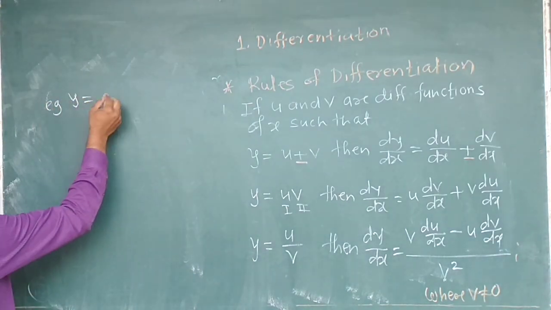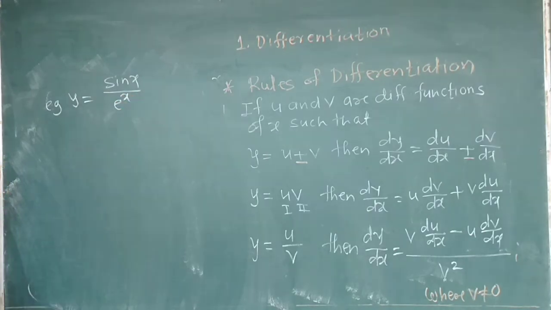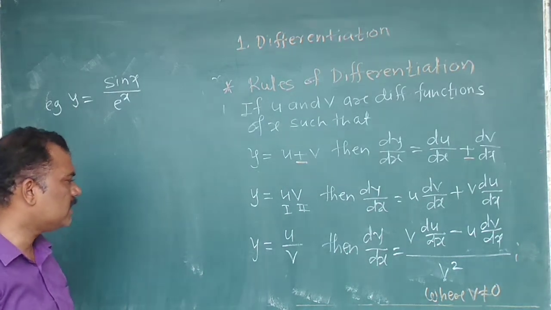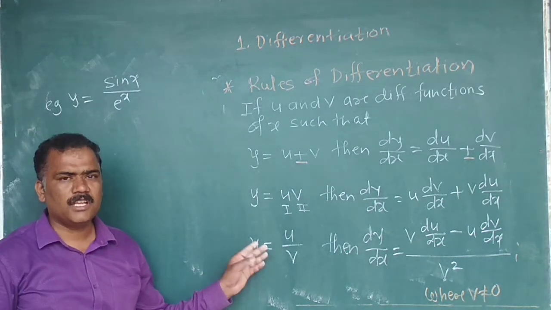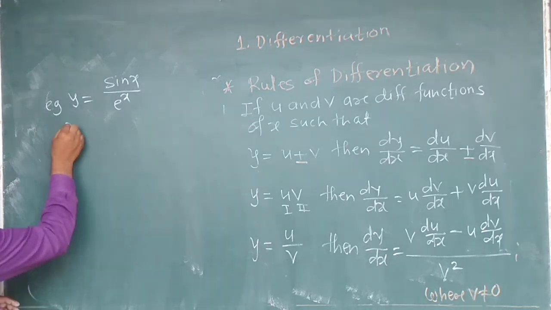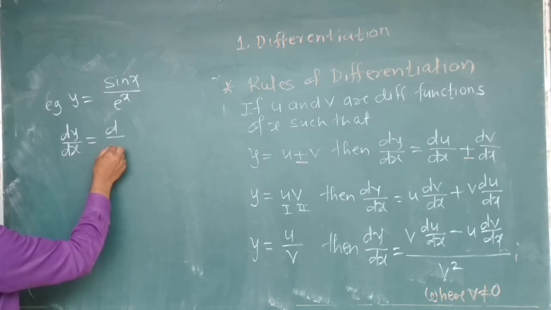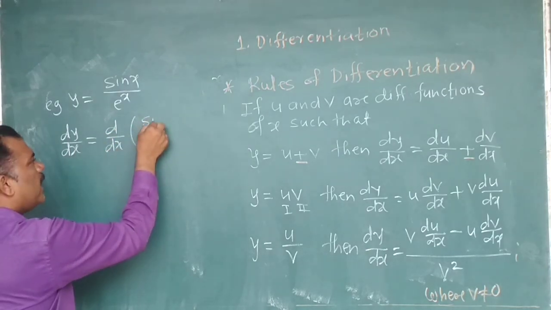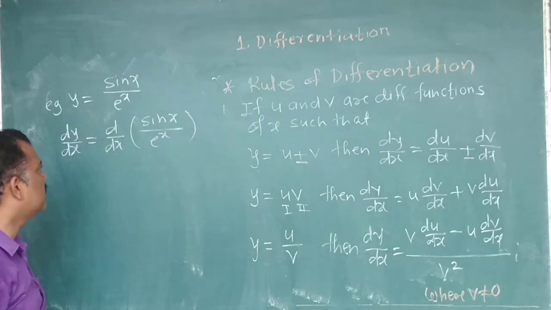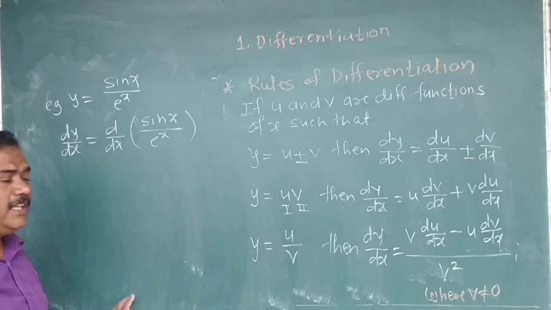y is equal to sin x divided by e raised to x. We have to just discuss only how to use these rules. Okay. Now we want to find the value of dy by dx. Then we have to differentiate with respect to x. That is, dy by dx is equal to d dx of sin x divided by e raised to x.